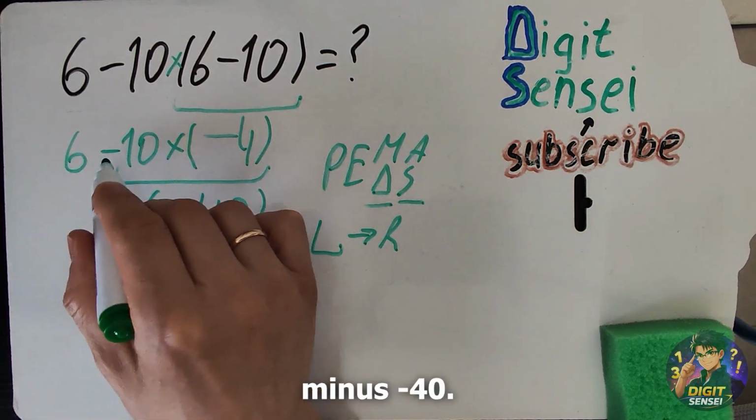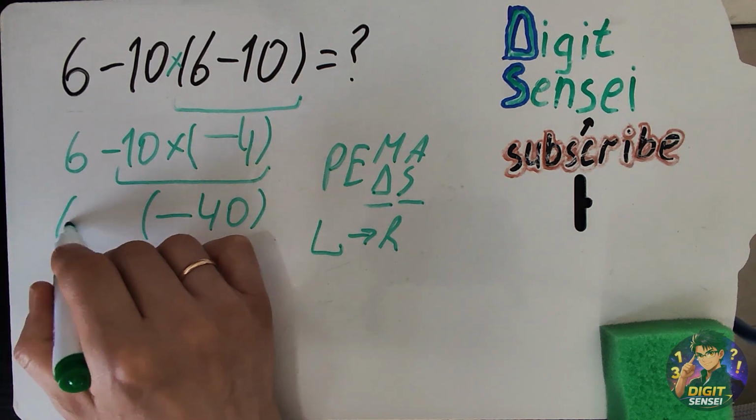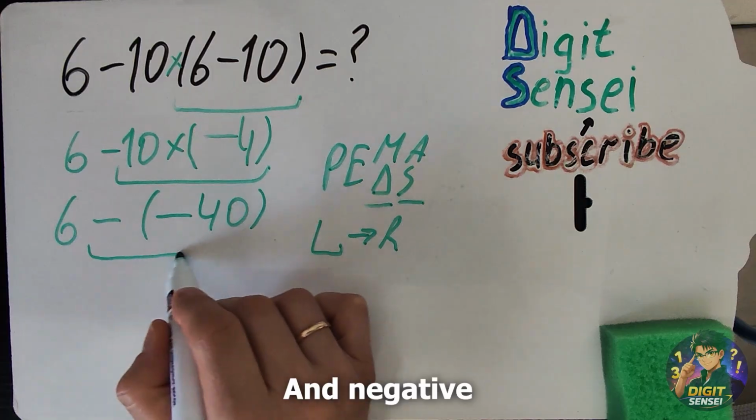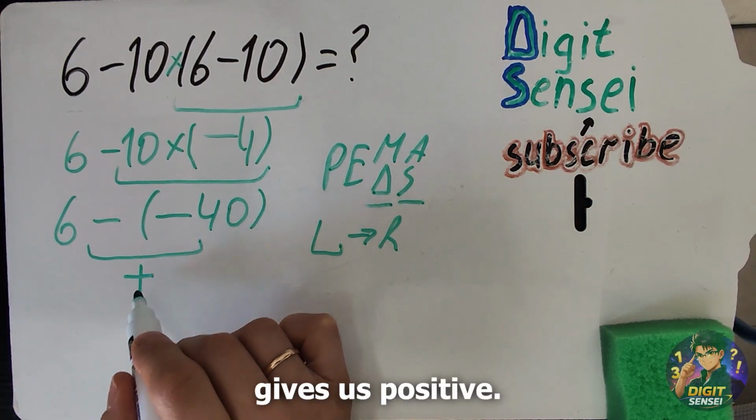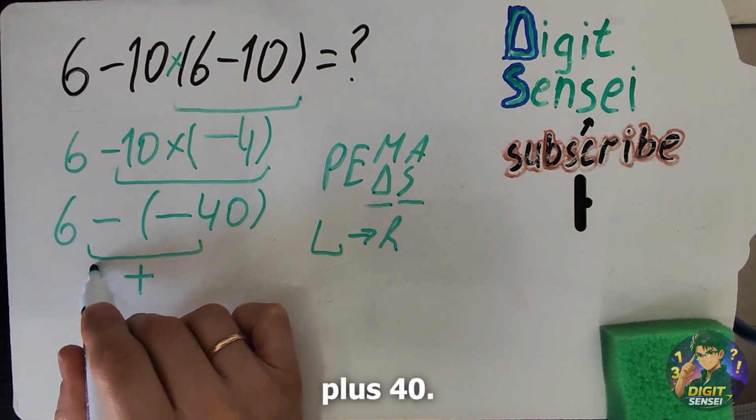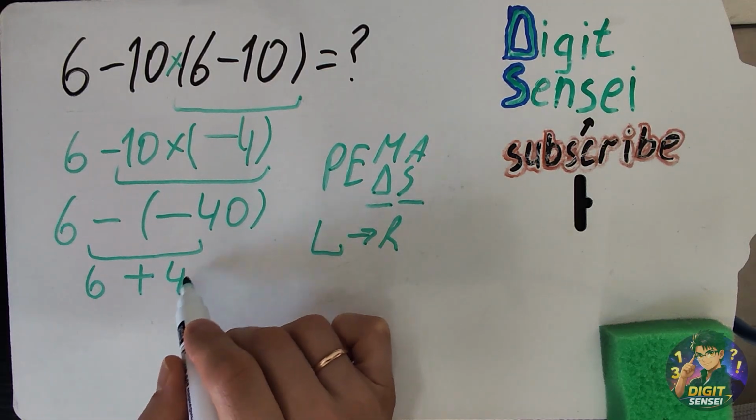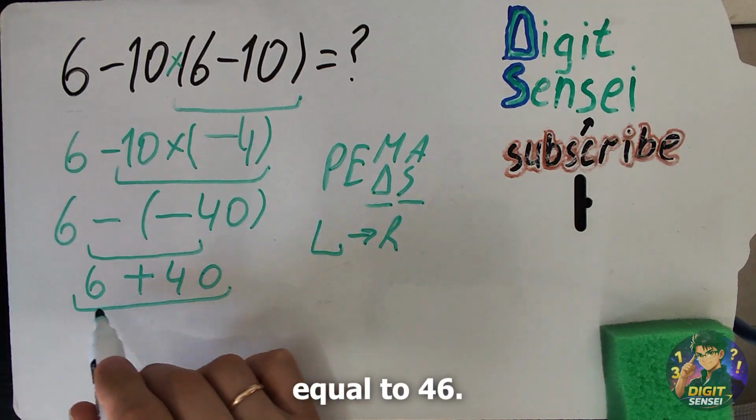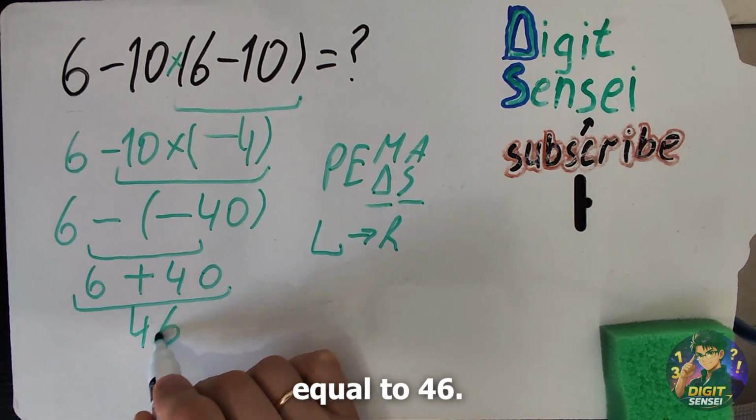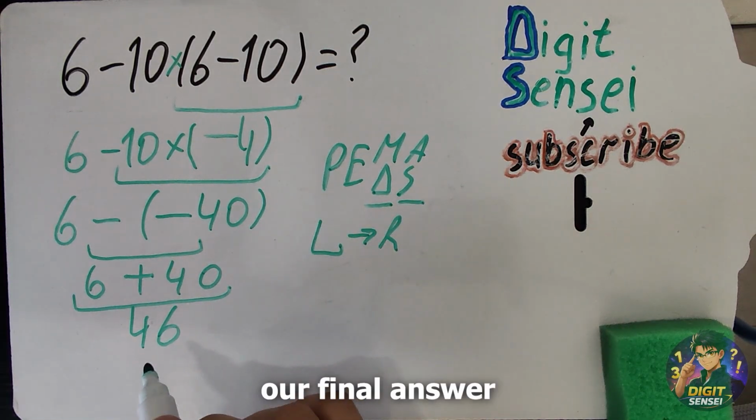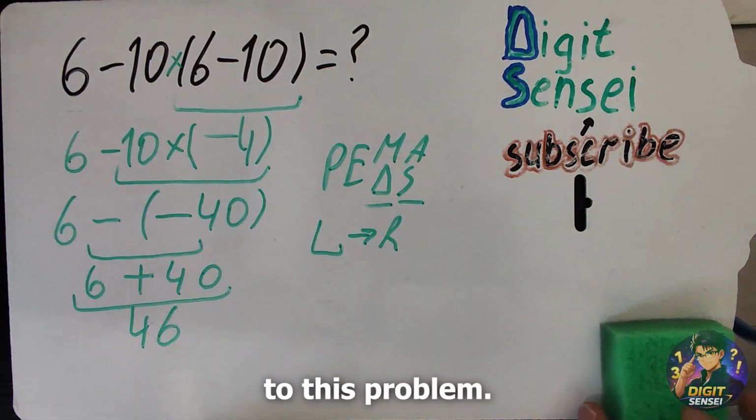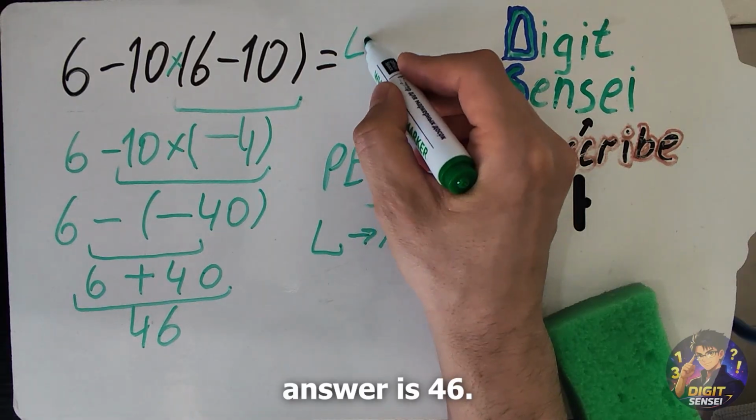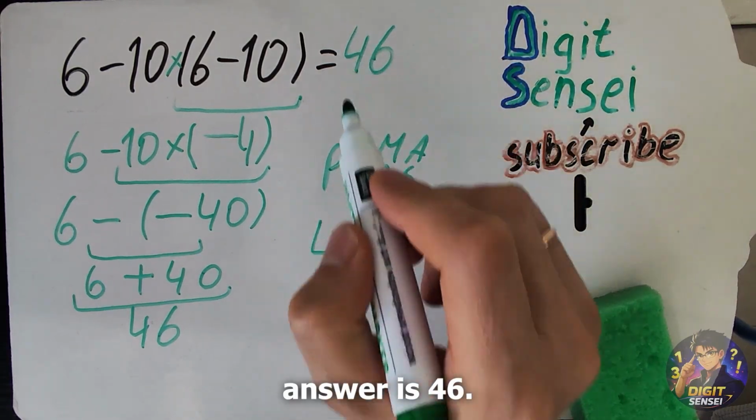So we have 6 minus negative 40. Now, negative times negative gives us positive. So we have 6 plus 40. And this is equal to 46. And this is our final answer to this problem. The correct answer is 46.